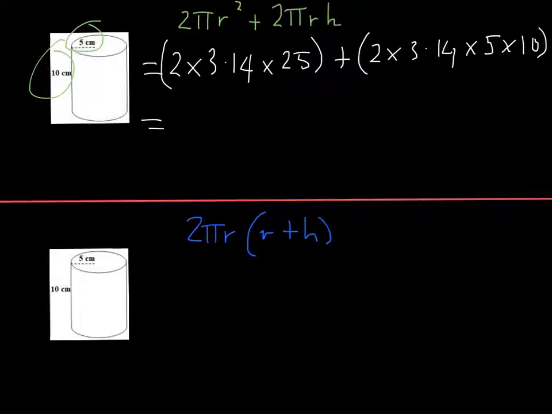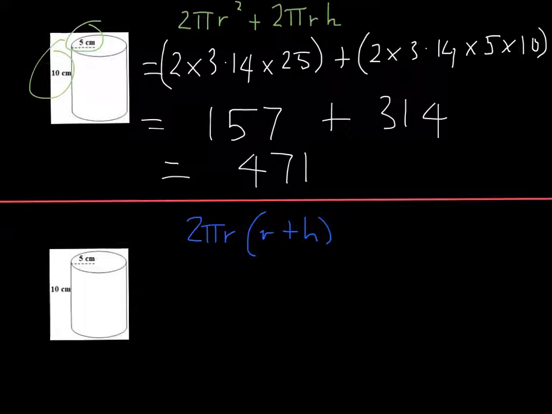Let's work those out. 2 times 3.14 is 6.28, times 5 squared, which is 25, gives 157 for the left-hand side of the equation, plus 2 times 3.14 times 5 times 10, which is 314. If we add those two values together, we have an answer of 471. Our units, because it is surface area, are centimetres squared.